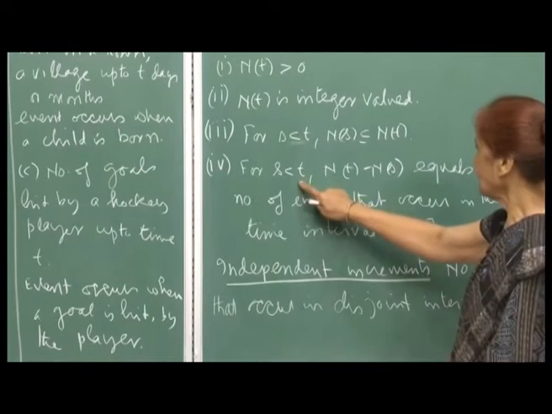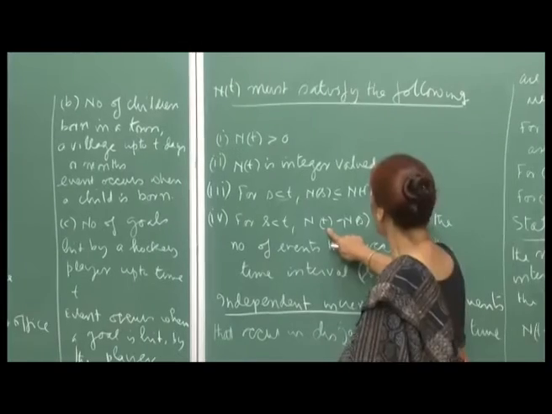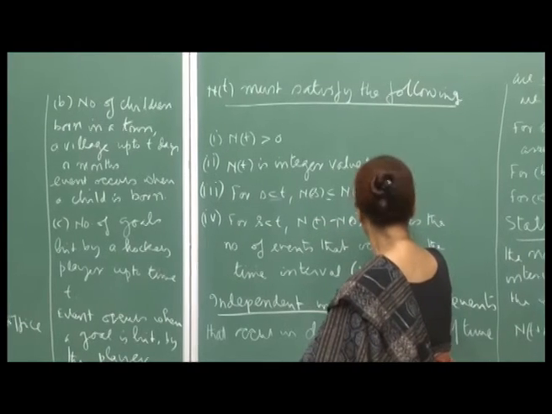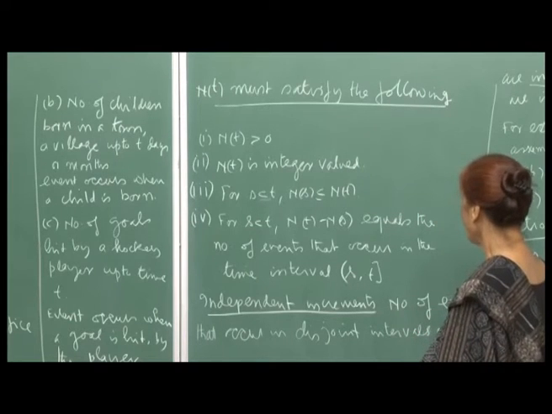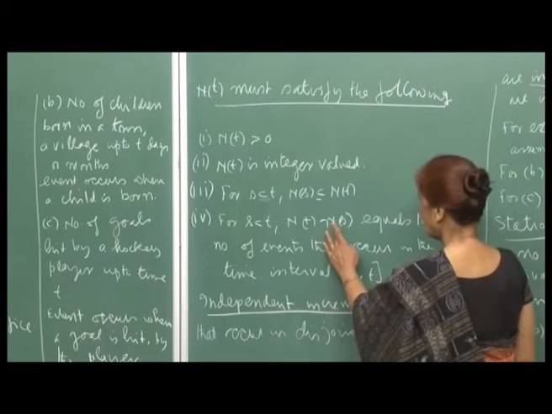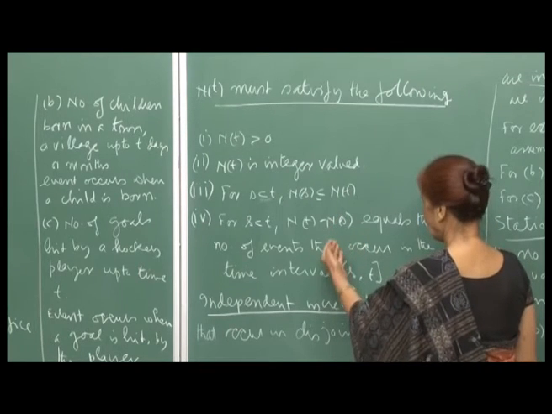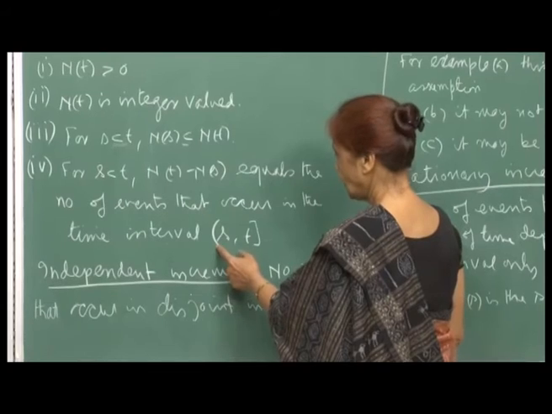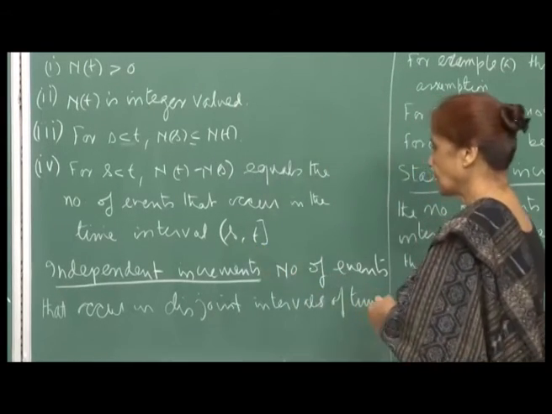For s less than t, conditions 3 and 4 can be clubbed together also. N(t) minus N(s) equals the number of events that occur in the time interval (s, t]. Here, N(s) counts the events up to time s, and after s you start counting the events that take place up to t. So this interval is open at this end and closed at this end, (s, t].